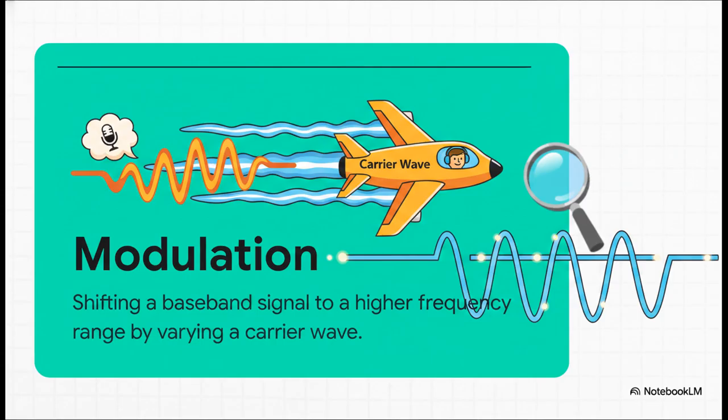So your voice needs a vehicle, and that is exactly where modulation comes in. It's the process of shifting that baseband signal to a much higher frequency range. Think of your voice as a passenger that we need to load onto a massive, incredibly fast, high-frequency airplane. We call that airplane the carrier wave. By varying the amplitude of that carrier wave in perfect, exact rhythm with your voice, we successfully load our passenger onto the plane, ready for takeoff.